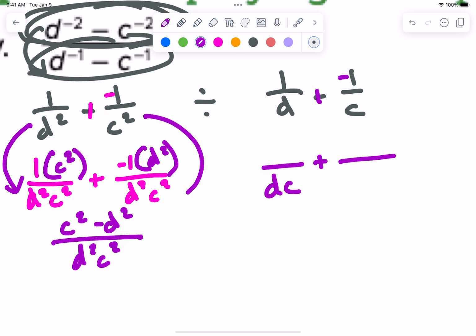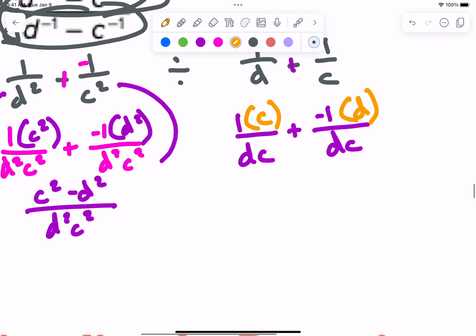DC. DC and DC. And I have 1 and negative 1. And the D needs a C and the C needs a D. So it's just DC. The bottom is DC and the top is C minus D.